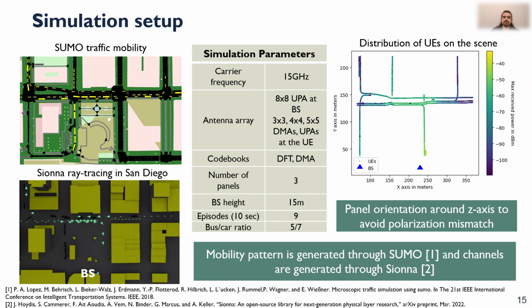And the simulation parameters are given in the table, where the base station has an 8x8 UPA with DFT codebooks and fixed antenna orientation. And DMAs and UPAs are used at the UE at the same time to compare our method in varying antenna types and varying antenna sizes for 3x3, 4x4, and 5x5 antenna arrays. And the other parameters are given there.